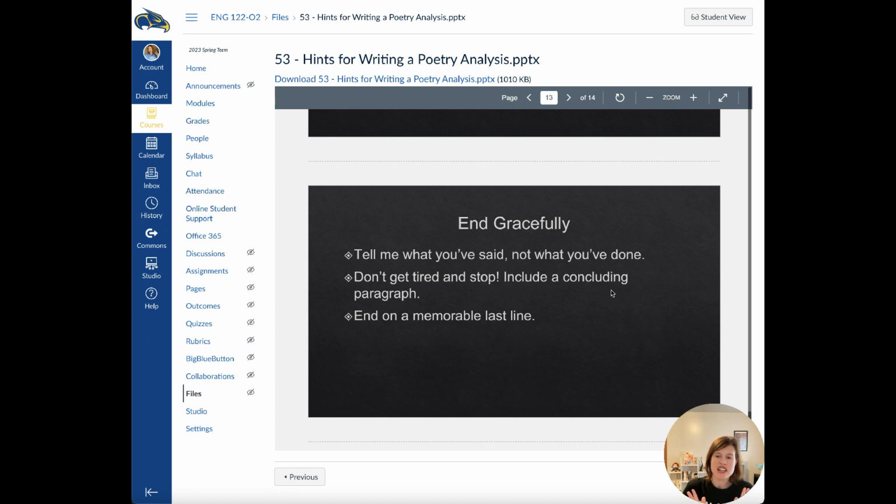Like your conclusion doesn't have to be really long. Doesn't have to be this big sweeping conclusion like the end of Lord of the Rings. It doesn't have to do that. But it should have a last line to leave me going, what a nice end of the book. What a nice end of the story. That was great. So always leave on a memorable last line.